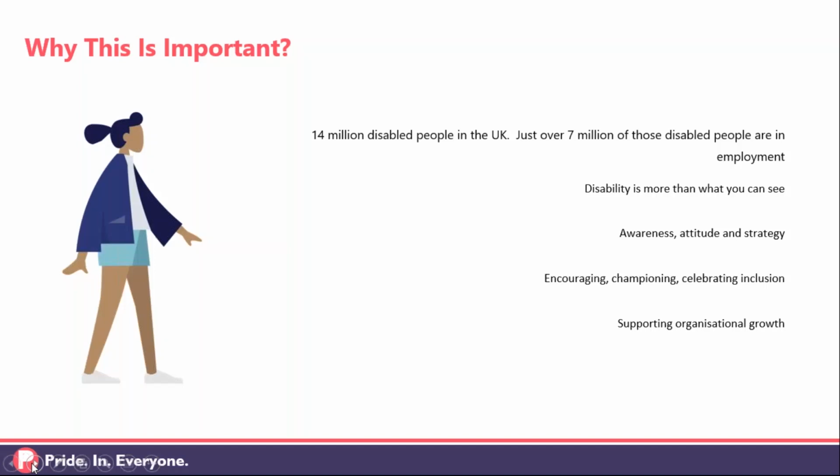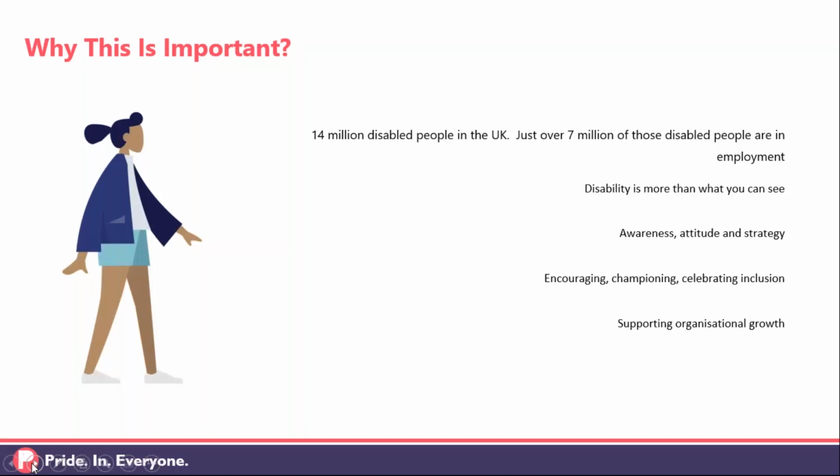One of the reasons, which isn't on the slide, why it's important is that it needs to be recognised as a priority, because, as it says, 14 million disabled people are in the UK, and just over 7 million of those disabled people are in employment at the moment. So that means a lot of disabled people are looking for employment. And that also means that a lot of disabled people are out using services.